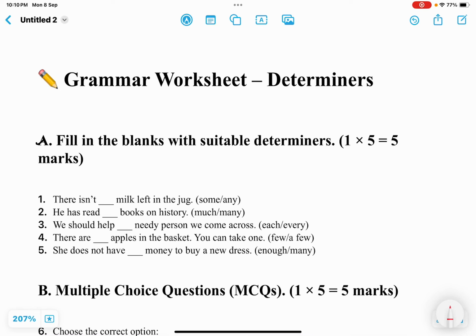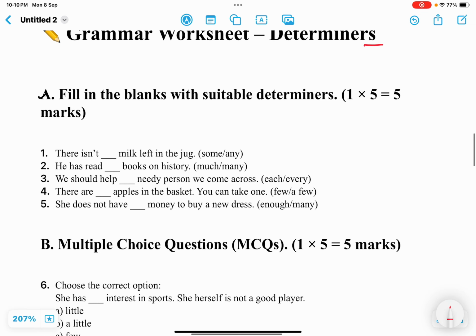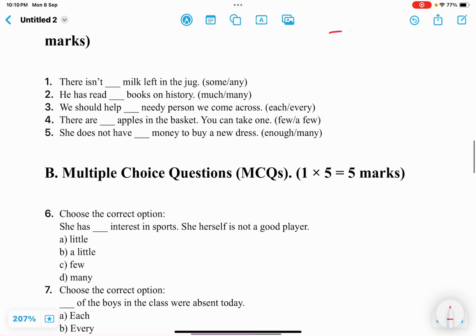Hello dear students, here I am back with an important video based on a very important topic of English grammar, that is determiners. Here we have the worksheet consisting of 20 questions of different types on the topic determiners. So let's start solving the worksheet. First question, fill in the blank with suitable determiners.